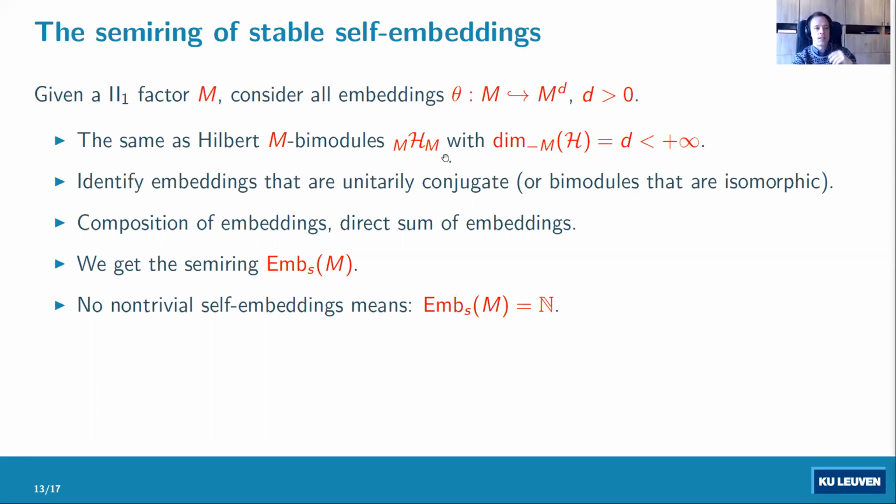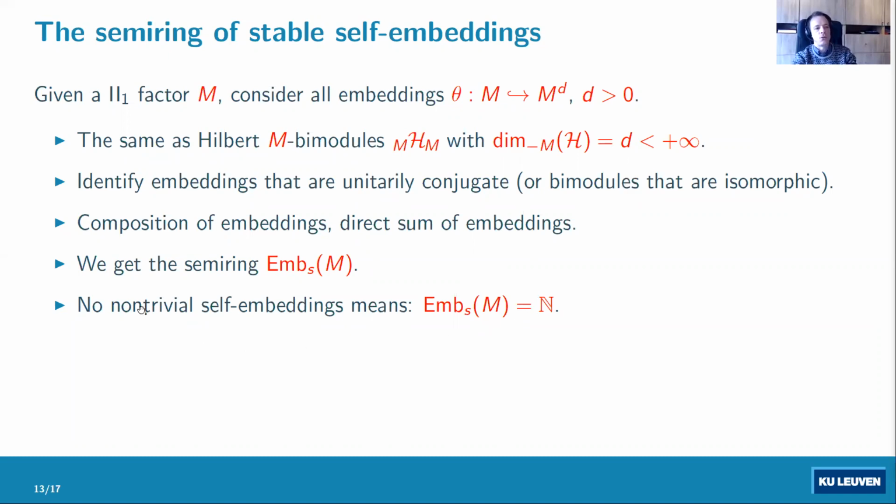So for instance, the previous slide was saying that for these extremely rigid II_1 factors M, every M bimodule of finite right dimension is a multiple of the trivial M bimodule. Unitary conjugacy of embeddings is the same as isomorphism of bimodules. Obviously, composition of embeddings is the Connes tensor product of bimodules. Direct sum of embeddings is the direct sum of bimodules anyway. And you get a semi-ring. I mean, you do this up to unitary conjugacy, up to isomorphism, and you get the semi-ring of Hilbert bimodules of finite dimension on one side.